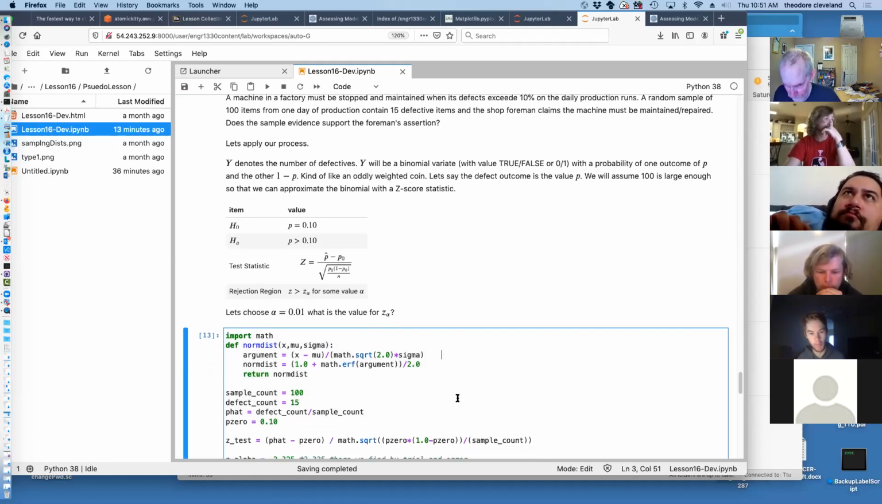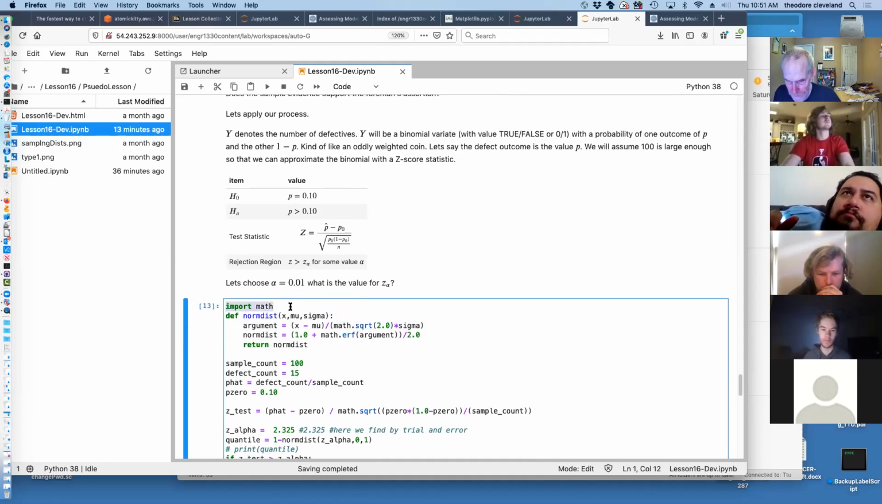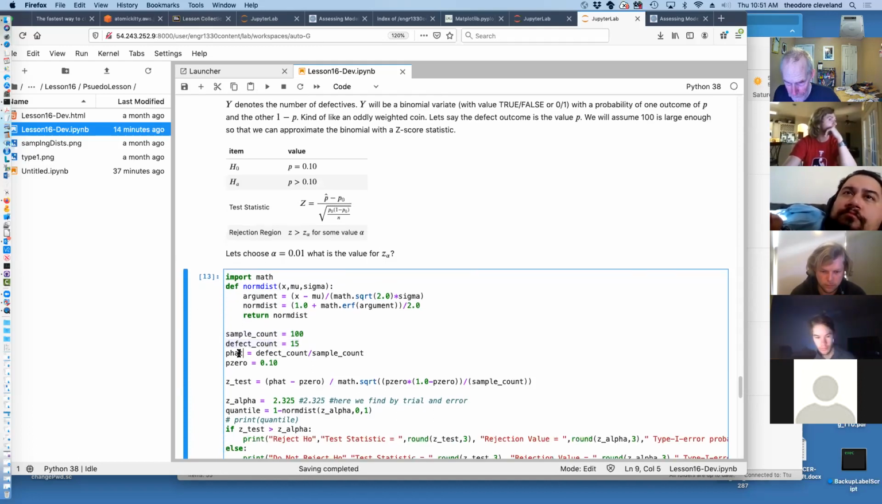Well, now we get to use stuff we've already thought about. We'll import our math library, and then we're going to define a function called norm distribution. We've seen norm dist before. And what norm dist will let us do is estimate a z-score for a particular value of alpha. So if our sample count is 100 and our defect count is 15, our p-hat, our estimate of defect rate, is defect count divided by sample count. And so there's no change there from our math typesetting.